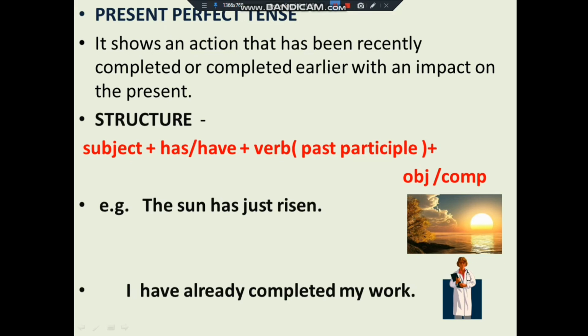Now see the example. The sun has just risen means the action is completed and still has an impact on the present. The sun has just risen. It means the sun is there. Okay. I have already completed my work means right now I have completed and there is some impact on the present, that my work is complete. Now I am moving to the next. Okay, children, have you understood?